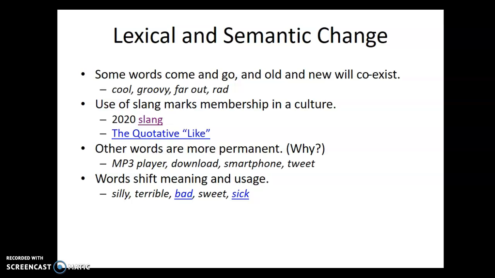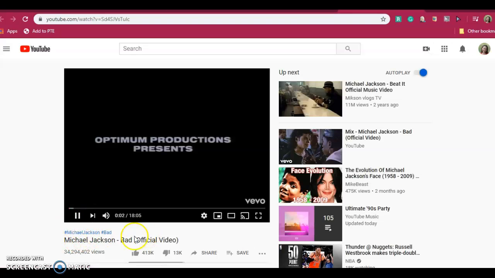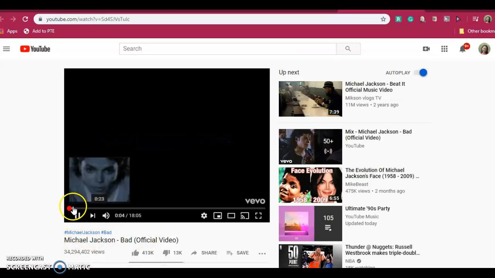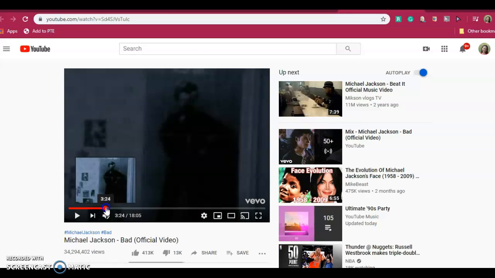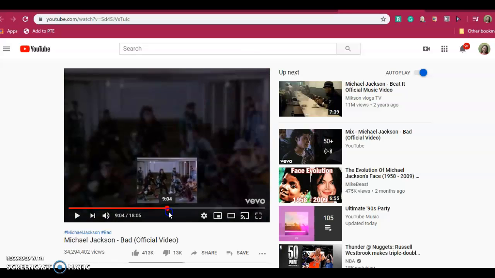And interestingly, some words even shift meaning in usage. So silly actually had a different meaning in Shakespeare's time. I think it was more like innocent or naive, but now it has a somewhat negative meaning. Terrible, I believe, had a positive meaning back in Shakespeare's day. Bad generally doesn't have a very positive meaning, but if you wanted to, take a couple of minutes to look at this video, Michael Jackson's song Bad, and you go to some of these parts a little bit later on and listen to the way he sings the song.